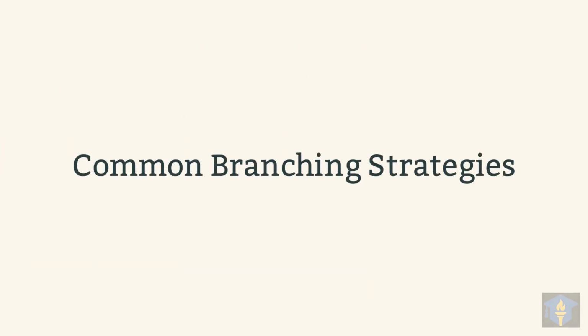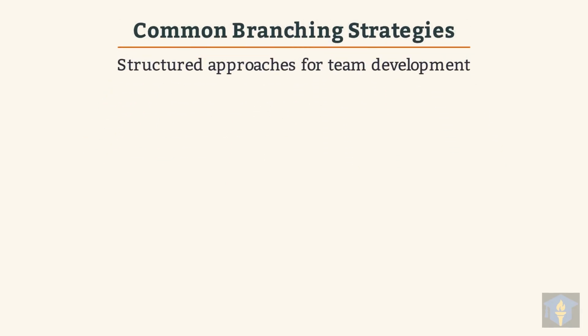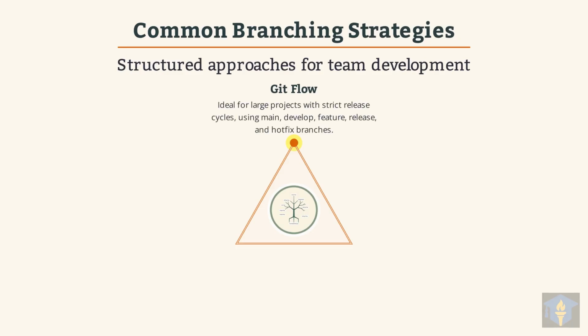Let's explore some common branching strategies, crucial for organizing team development and collaboration workflows effectively. These structured approaches help teams collaborate efficiently and manage different aspects of a project simultaneously. First, we have Git Flow, a robust model especially suitable for large projects with strict release cycles. It employs distinct branches like main, develop, feature, release, and hotfix for a highly structured workflow.